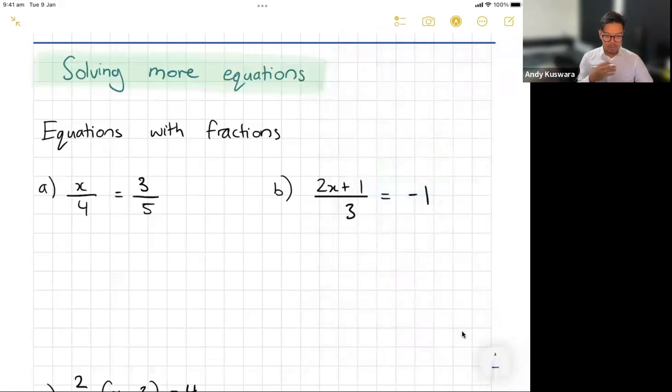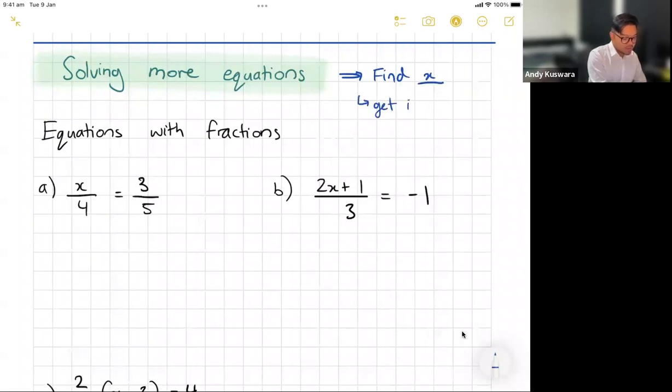Okay, so the first one, we have x over 4. Question A, x over 4 equals 3 over 5. Now, there's fractions, but we should not let fractions freak us out, and we should not do anything more than the question kind of asks us to do. Now, remember, when you're solving equations, your goal is to find x. What I mean by that is get it on its own. That's what you're trying to do. Nothing else matters. You just want the x.